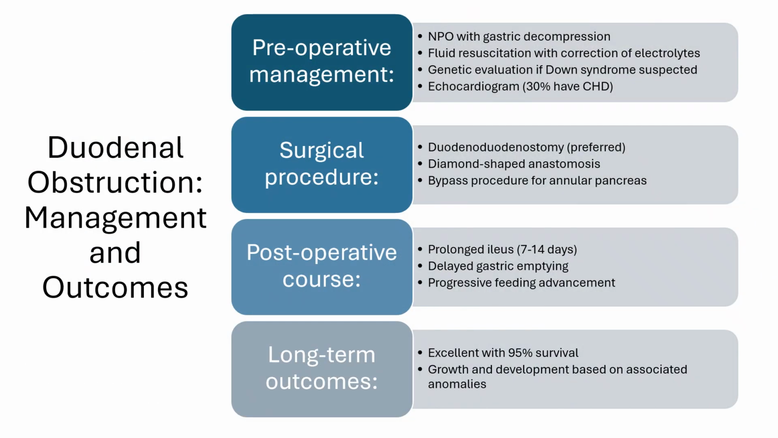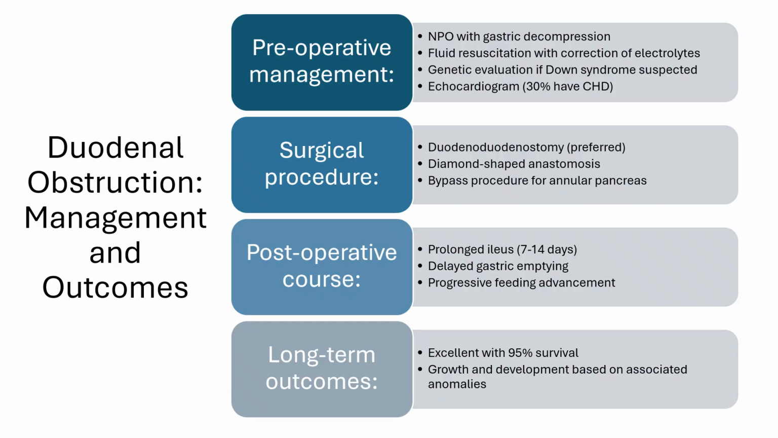Once you've diagnosed duodenal obstruction, your pre-operative management addresses both the immediate physiologic derangements and the underlying associated conditions that make these cases complex. Start with the basics, NPO and gastric decompression to prevent further vomiting and aspiration. But here's what's crucial: fluid resuscitation with careful attention to electrolyte correction. These babies develop hypochloremic metabolic alkalosis from prolonged vomiting of gastric acid. You're not just replacing volume, you're correcting a specific acid-base disturbance that can complicate anesthesia and surgery.